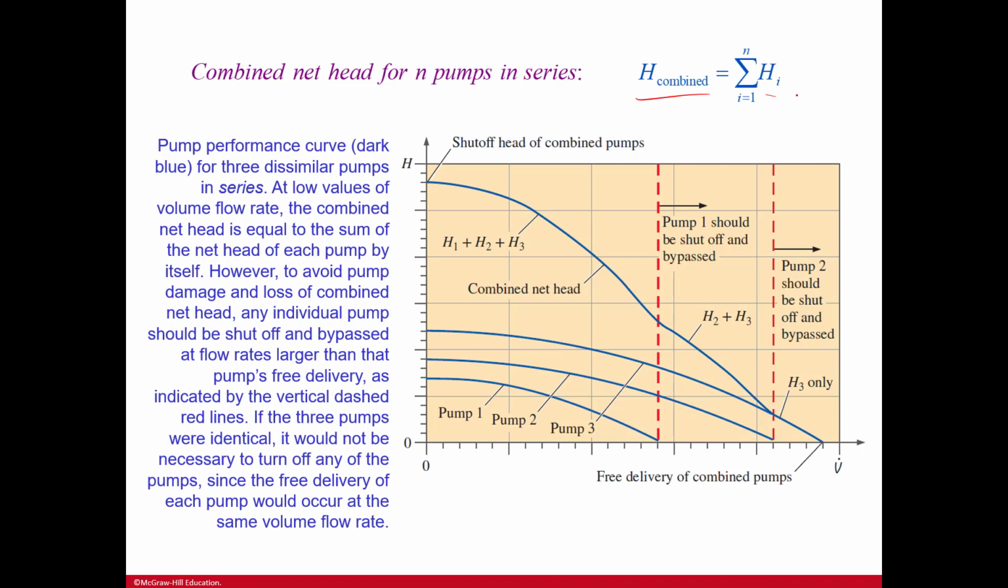Okay? However, to avoid pump damage and loss of combined net head, any individual pump should be shut off and bypassed at flow rates larger than the pump's free delivery, as indicated by the vertical dashes and the red lines. If the 3 pumps were identical, it would not be necessary to turn off any of the pumps, since the free delivery of each pump would occur at the same volume flow rate.